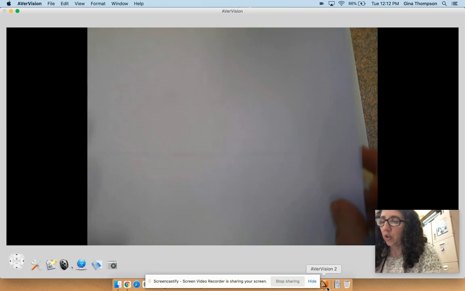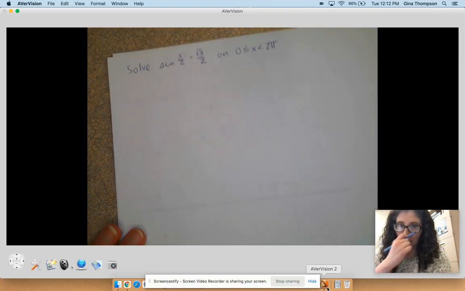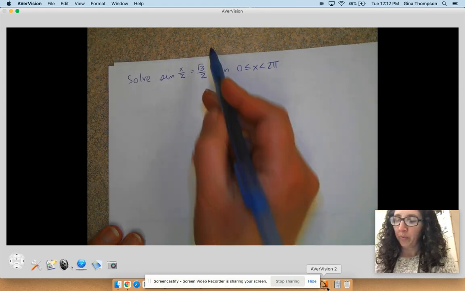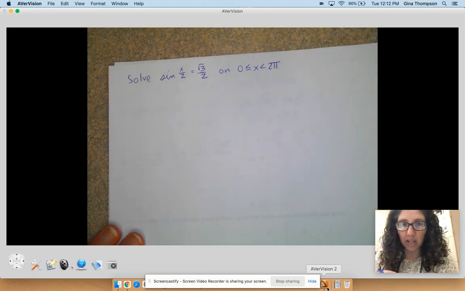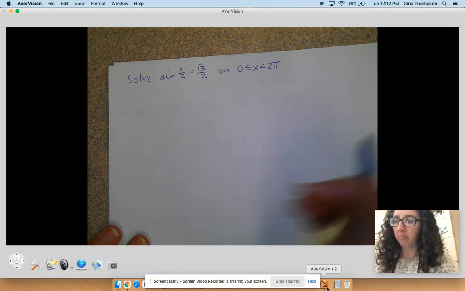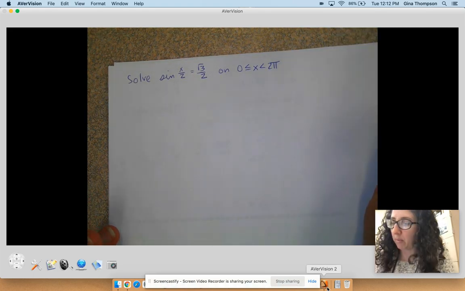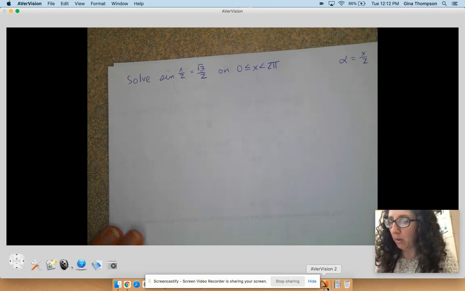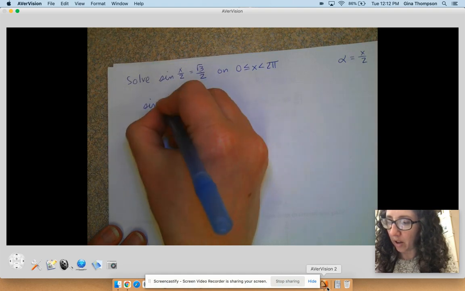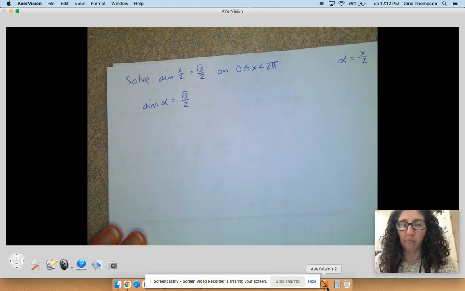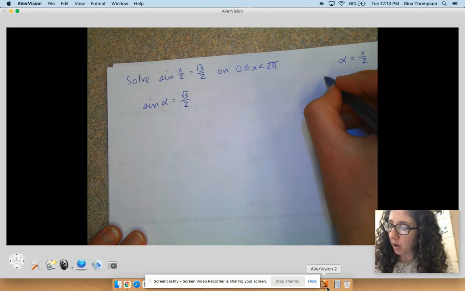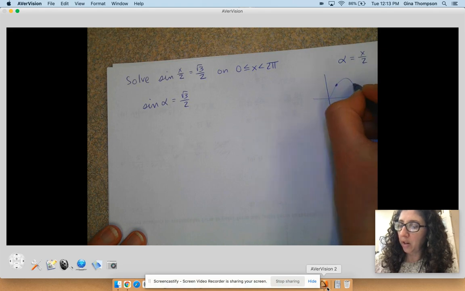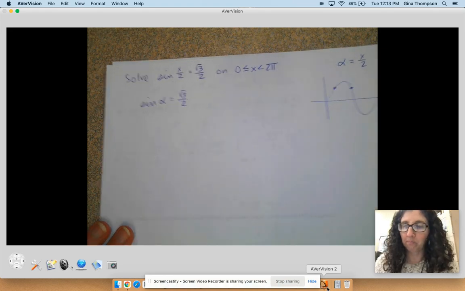Okay. So let's do another example like this. Let's try this one. Sine of x over 2 equals square root of 3 over 2. So again, we've got this complication that the thing we're taking the trig function of is not nice. It's not just x or theta or something. So I'm going to say let alpha equal x over 2. Now I'll make this nice again. Sine of alpha equals square root of 3 over 2. Our sine function looks like this. Square root of 3 over 2, we're going to get one value here and one value here, right?